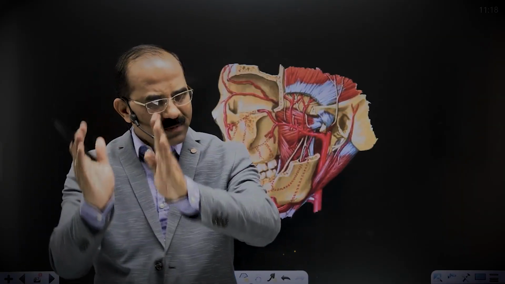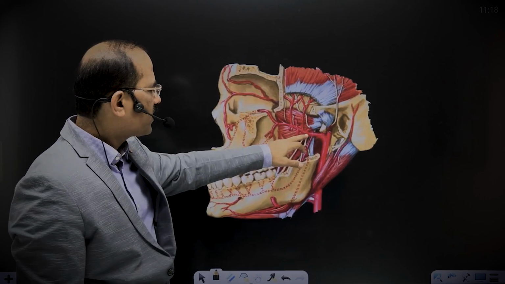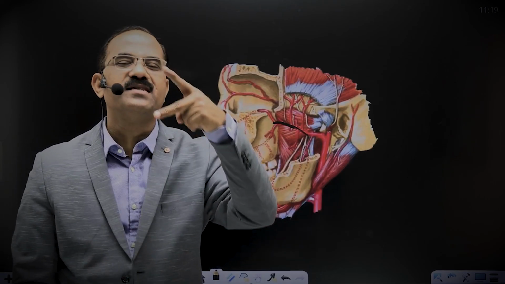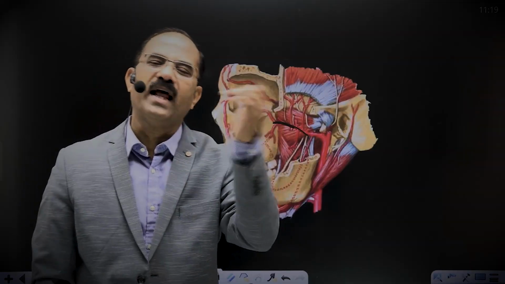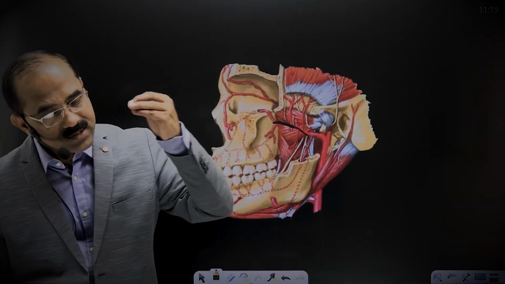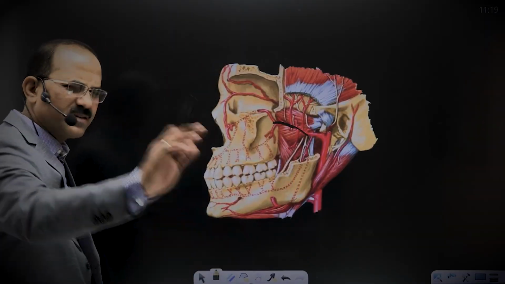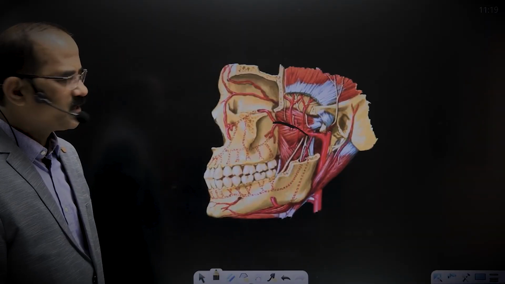First part is from its beginning to the muscle. Second part is on the muscle. And the third part goes between the two heads, the upper head and the lower head of lateral pterygoid. It goes into the pterygopalatine fossa, which lies on the medial aspect of the infratemporal fossa. We'll see this later. The lateral pterygoid we'll see later.